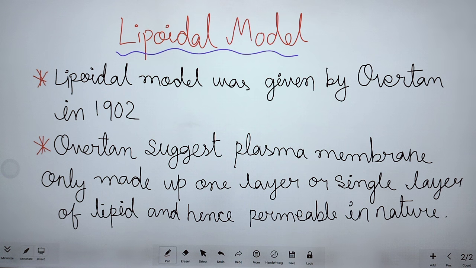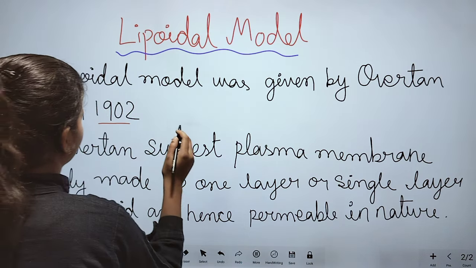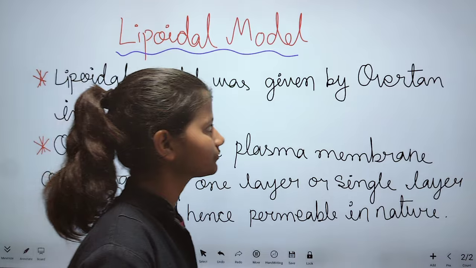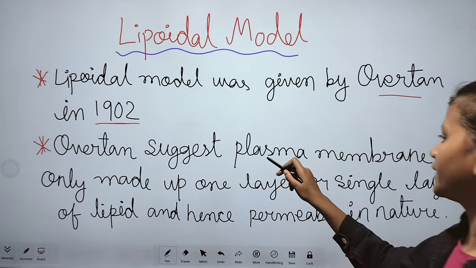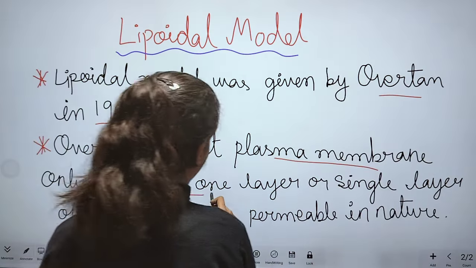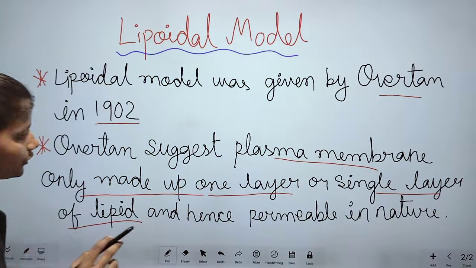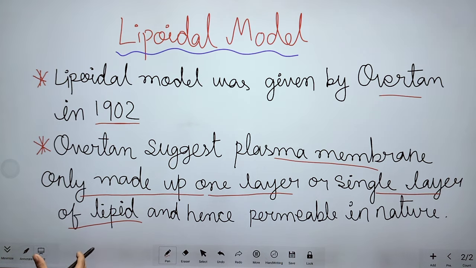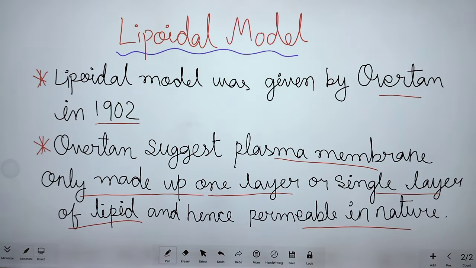These two points are all about the lipoidal model. The lipoidal model was given by Overton in 1902. Overton suggested that the plasma membrane is made up of only a single layer of lipid, and hence that's why it is permeable in nature. Okay, this is all about the lipoidal model.